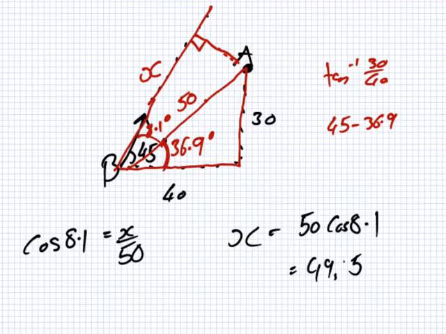Is it x over 50 or 50 over x? X over 50. The hypotenuse is always opposite the 90 degrees. Okay.